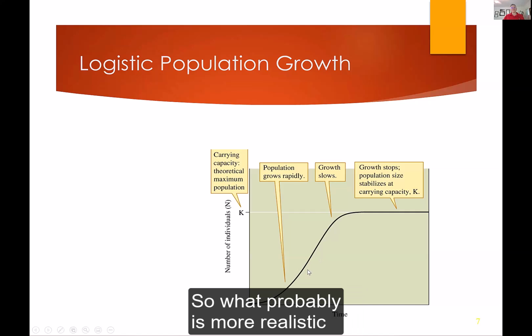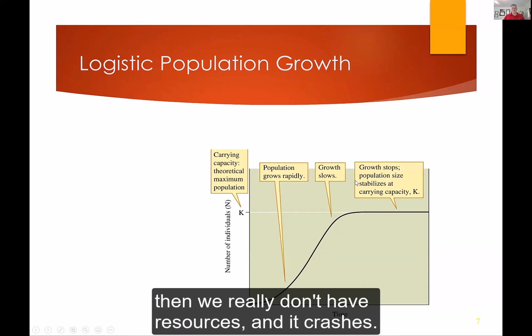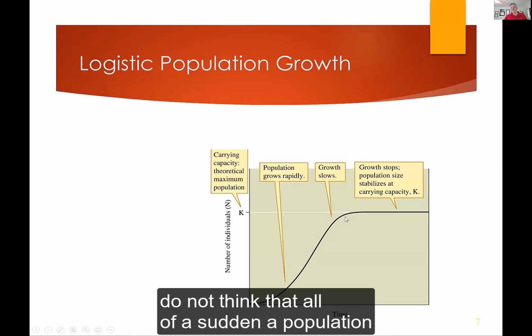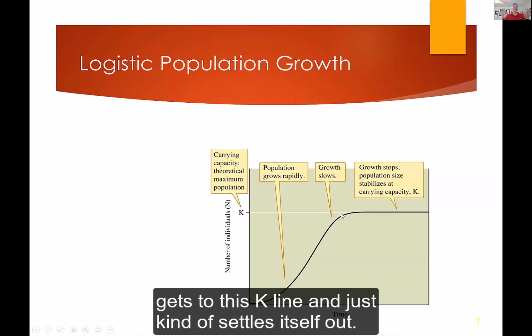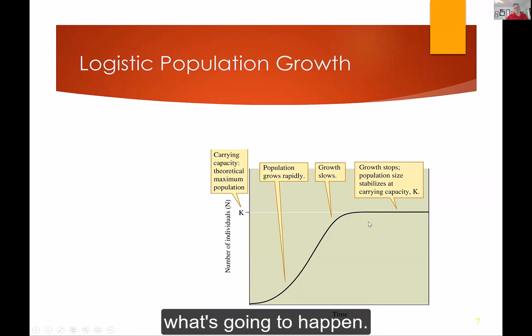So what probably is more realistic is this population goes up, passes K, then we really don't have resources and it crashes. And so it probably more cycles around K. Please do not think that all of a sudden a population gets to this K line and just kind of settles itself out. There's going to be more like this. This is actually what's going to happen.